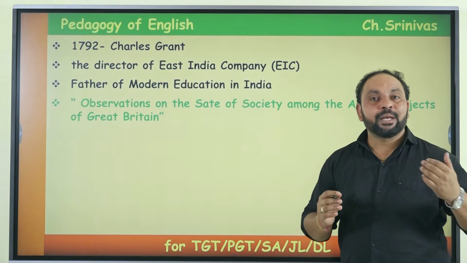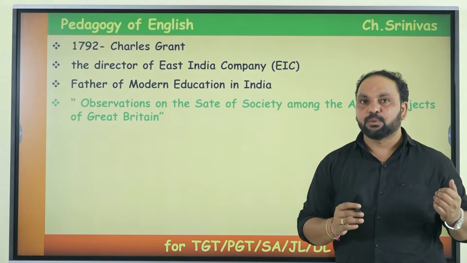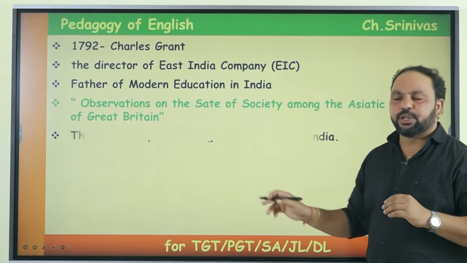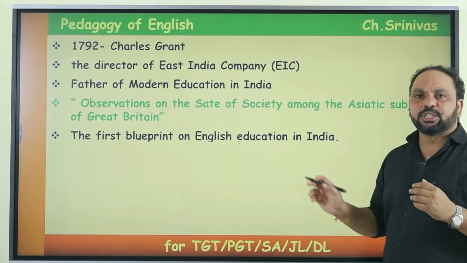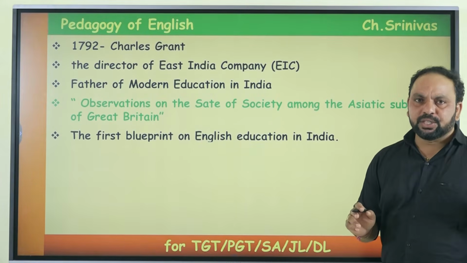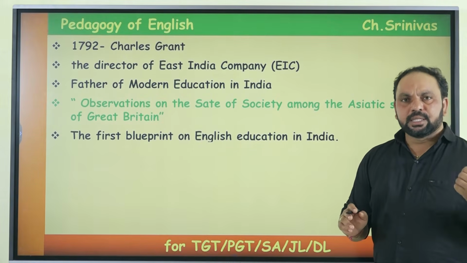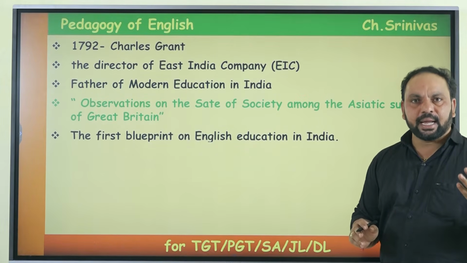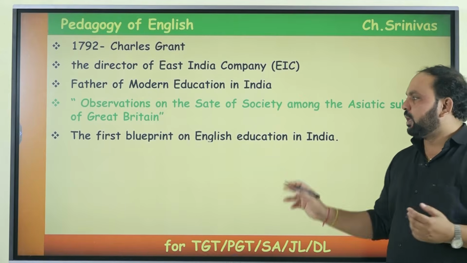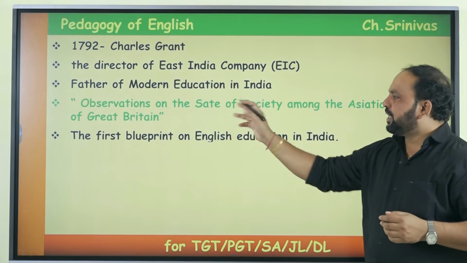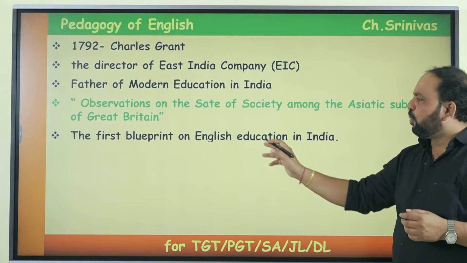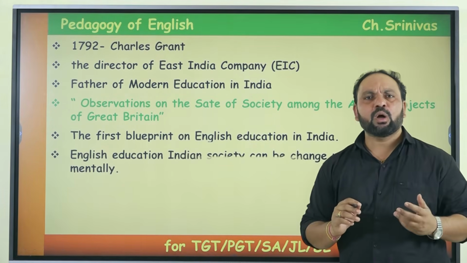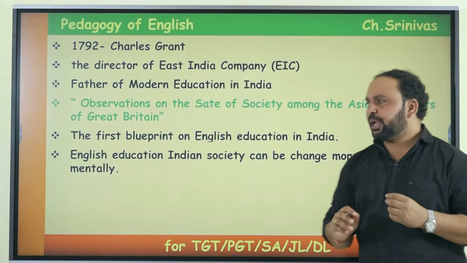We can call it the blueprint of English education in India, because with the help of this treatise he wanted to introduce English language. He wanted to introduce English language into Indian scenario in order to bring a change socially, morally, and also even intellectually. So right, this treatise is known as the first blueprint on English education in India. And why did he want to introduce that English education in India?